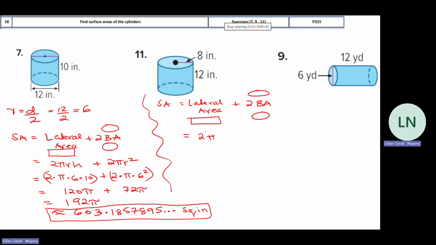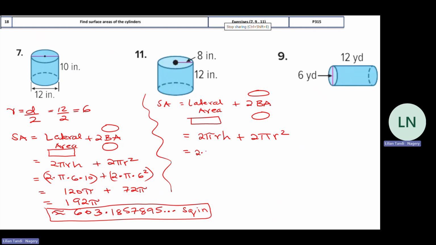Now, to find the area of this rectangle, because it is curved, you're not going to use length and width, you're going to use the circumference. So 2 pi r, which is the circumference, and you're going to multiply by the height. Remember, the formula says perimeter of your base. So the perimeter of this circle is the circumference. And this part here shows the circumference. Plus 2 pi r squared, okay?